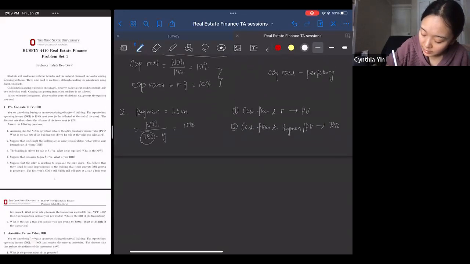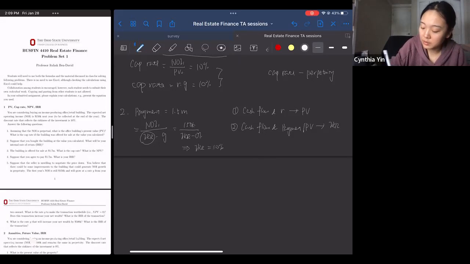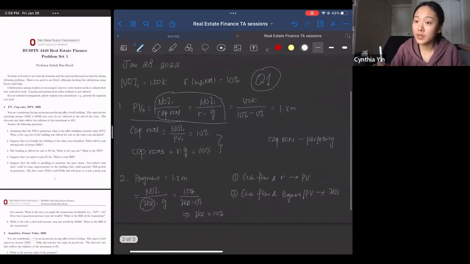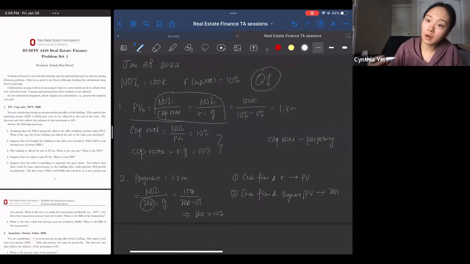Equals 150K divided by IRR minus 0. And then you will get IRR equals 10%, which is the same as the market one, the 10% that is given at the top. So it has a reason, because when you get the present value 1.5 million, you use the market R to get it. So if you back out using the present value 1.5 million, you should have the exact same R, because it's a unique solution. You cannot get multiple R's from it.